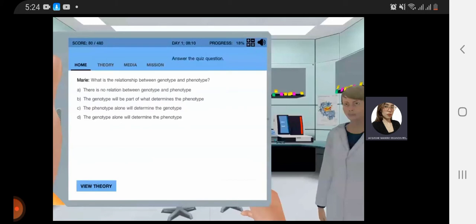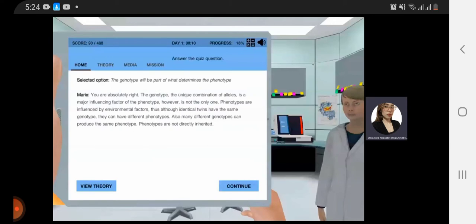What is the relationship between genotype and phenotype? You are absolutely right. The genotype, the unique combination of alleles, is a major influencing factor of the phenotype, however, it is not the only one. Phenotypes are influenced by environmental factors, thus although identical twins have the same genotype, they can have different phenotypes. Also, many different genotypes can produce the same phenotype. Phenotypes are not directly inherited.